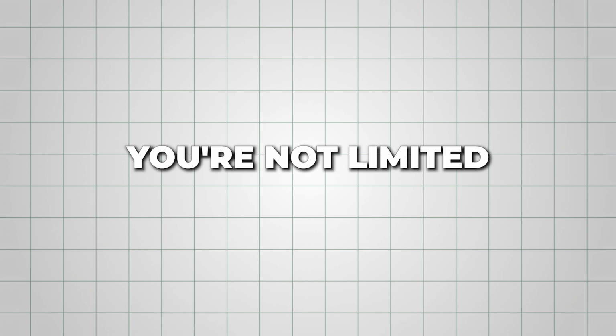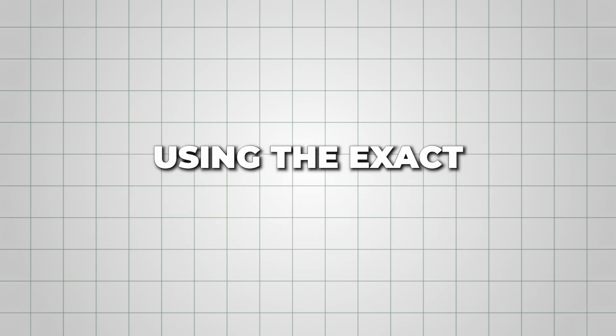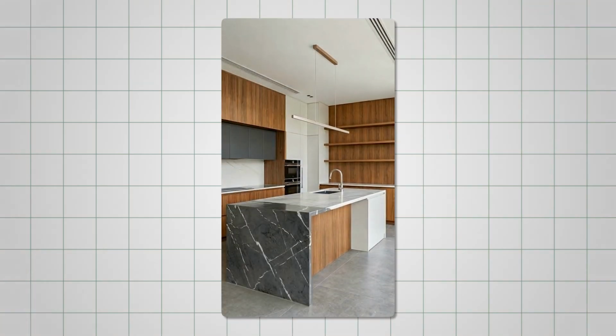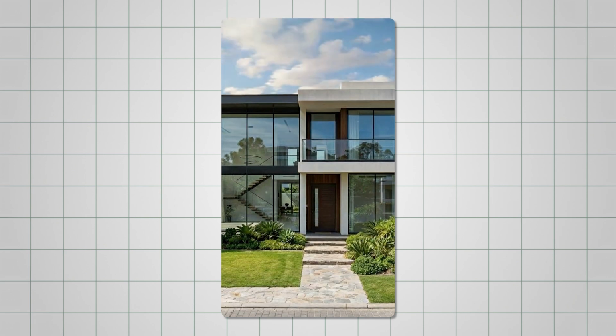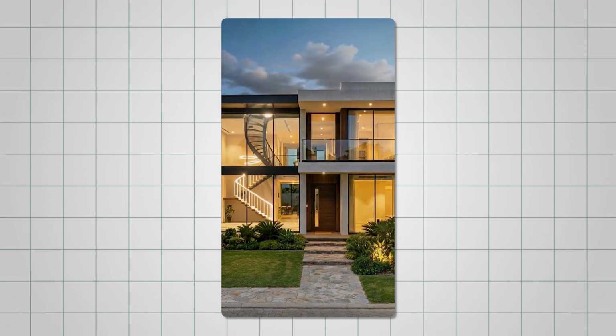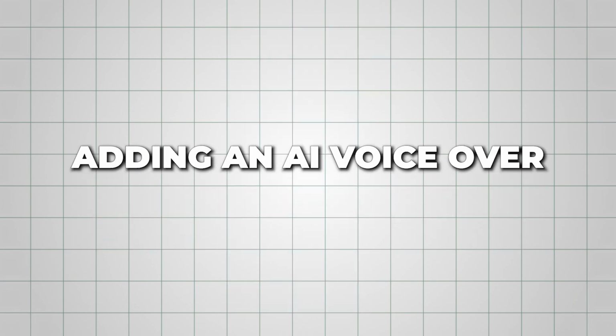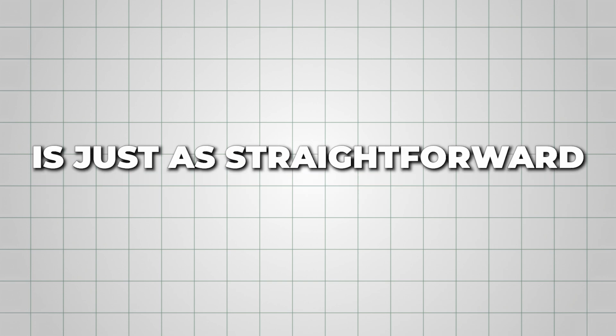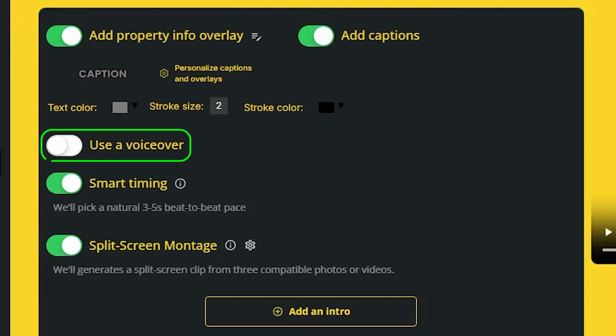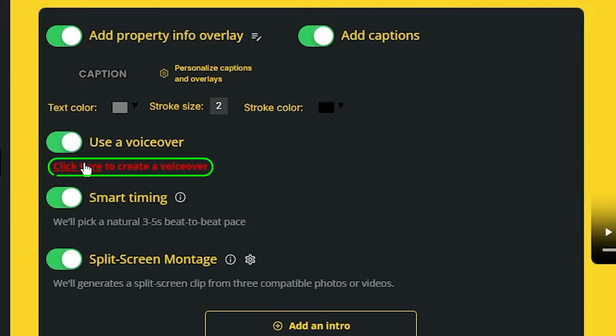And you're not limited to just the bedroom. Using the exact same steps, you can stage the kitchen or even create a day-to-night time-lapse of any room in the property. Adding an AI voiceover to your tour is just as straightforward. At the top of the editor, toggle on the voiceover option. Then, click to add a voiceover.